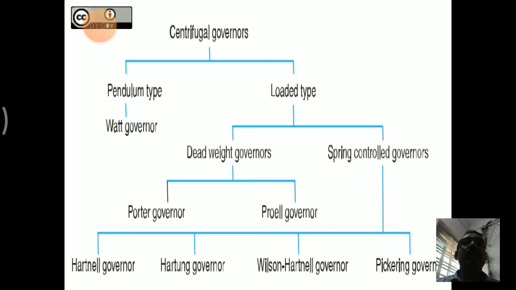Pendulum type is again classified into Watt's governor. Loaded type of governor, as the name itself indicates, works on the principle of load. It may be dead weight or spring loaded, or spring control governor. Dead weight type of centrifugal governor is again classified into two categories: Porter governor and Proell governor. Spring control governors are classified into four categories: Hartnell governor, Hartung governor, Wilson-Hartnell governor, and Pickering governor.